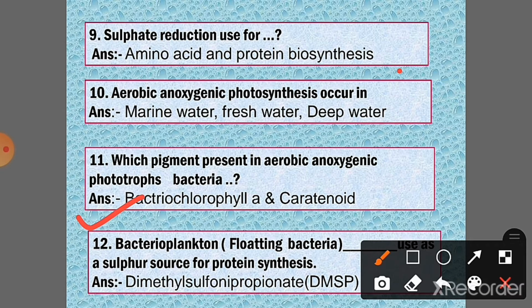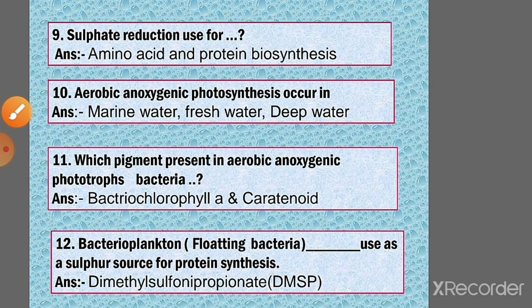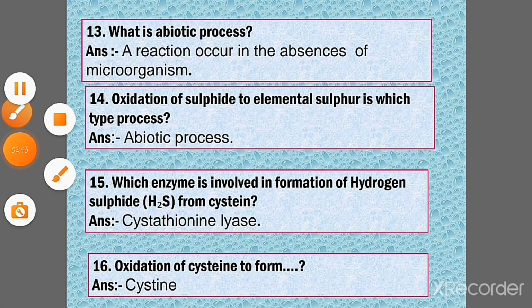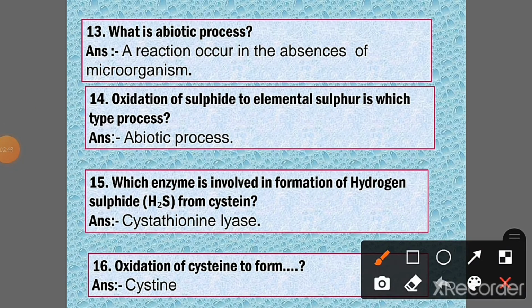Question number 12. Bacterioplankton, floating bacteria, use what as a sulfur source for protein synthesis? Answer: dimethylsulfoniopropionate is transformed to dimethyl sulfide, which is a volatile sulfur compound. Question number 13. What is an abiotic process? A reaction that occurs in the absence of microorganisms.